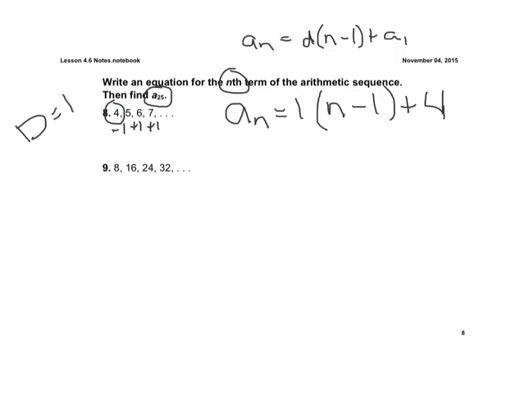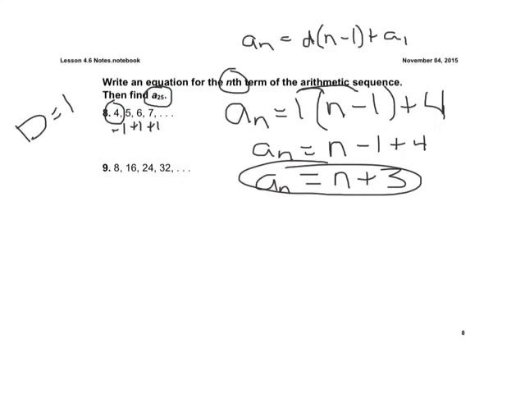That's our first term. Now, we're not quite done. Let's distribute this 1 through. We have a sub n is equal to 1 times n is n, minus 1 times 1 is 1, plus 4. Combine like terms. In the end, a sub n is equal to n, negative 1 plus a positive 4 is a positive 3. This is our general equation for that arithmetic sequence: a sub n equals n plus 3.